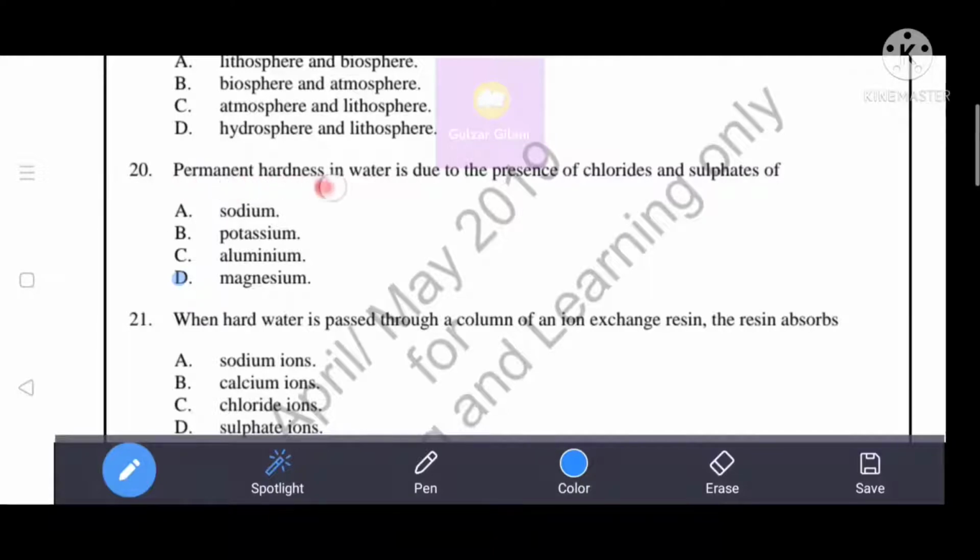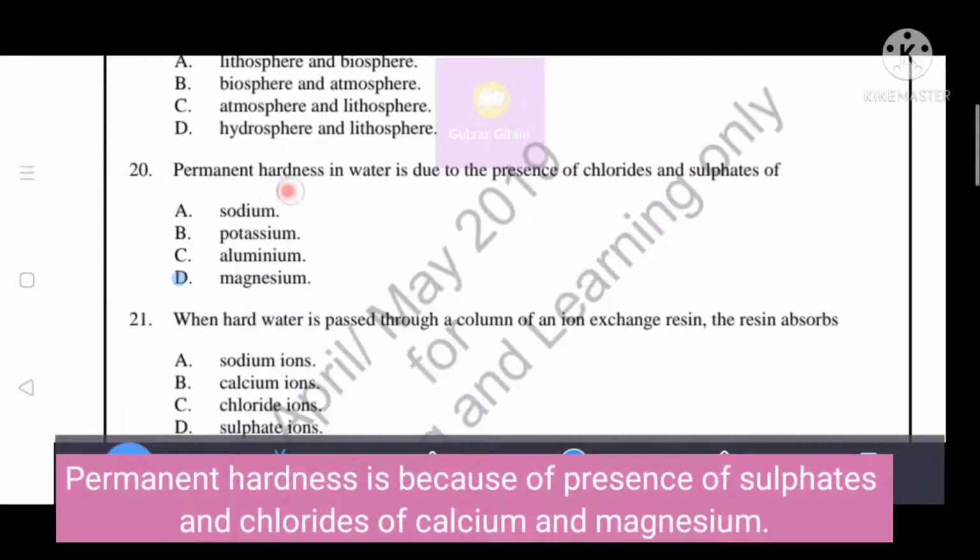Permanent hardness in water is due to the presence of fluorides and sulfates of options A sodium, potassium, aluminium, magnesium. As you know, permanent hardness in water is because of presence of sulfates and chlorides of calcium and magnesium. That's why option D, magnesium, is the correct answer. Means D is the right answer.